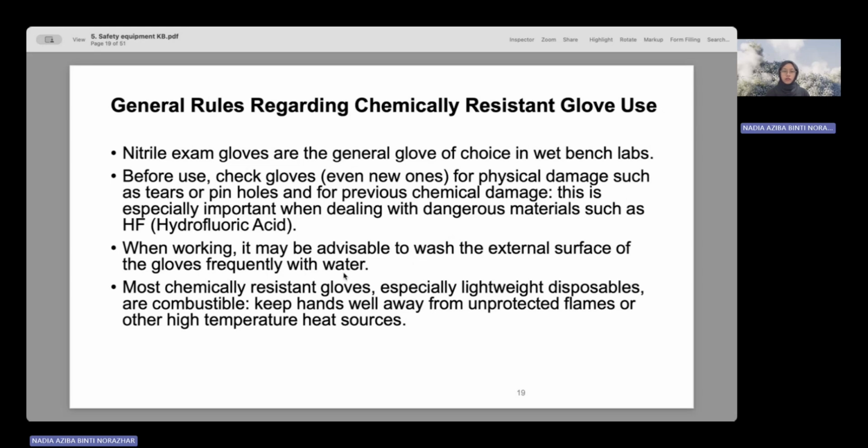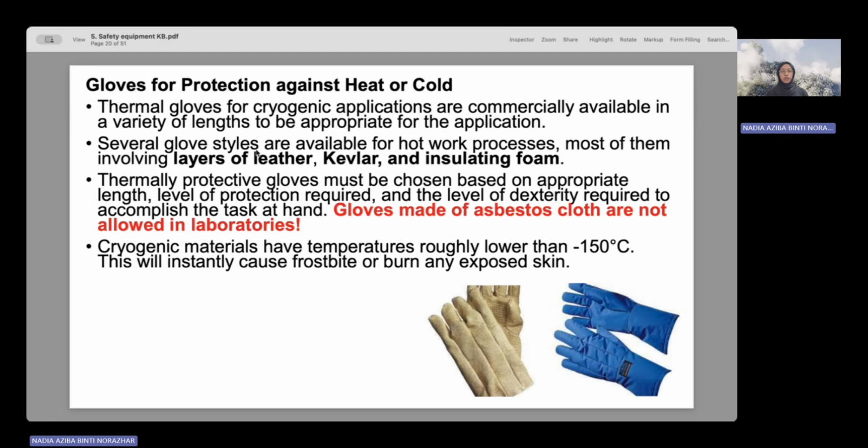Most chemically resistant gloves, especially lightweight disposables, are combustible. Keep the hands well away from unprotected flames or other high temperature heat sources. Next, gloves for protection against heat or cold.